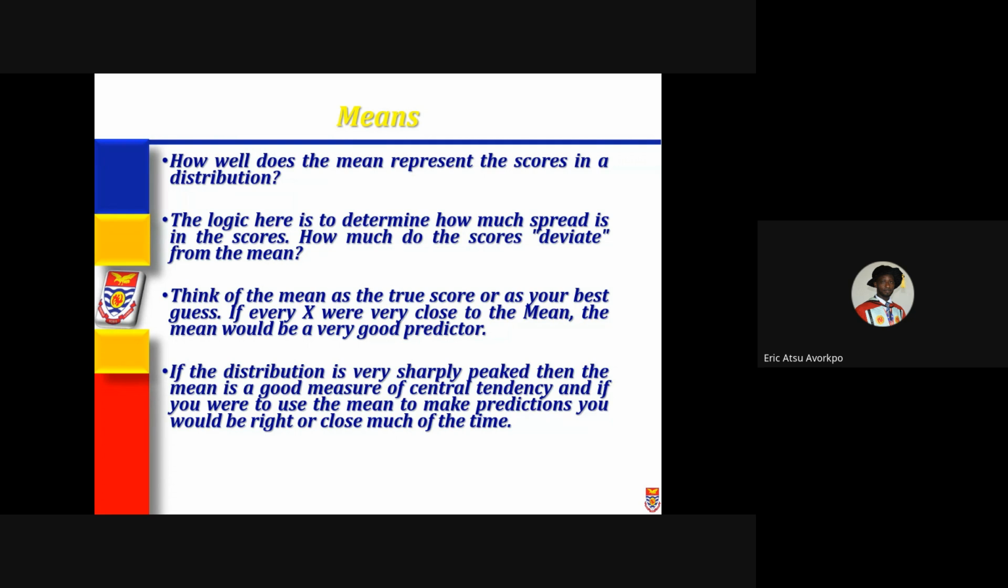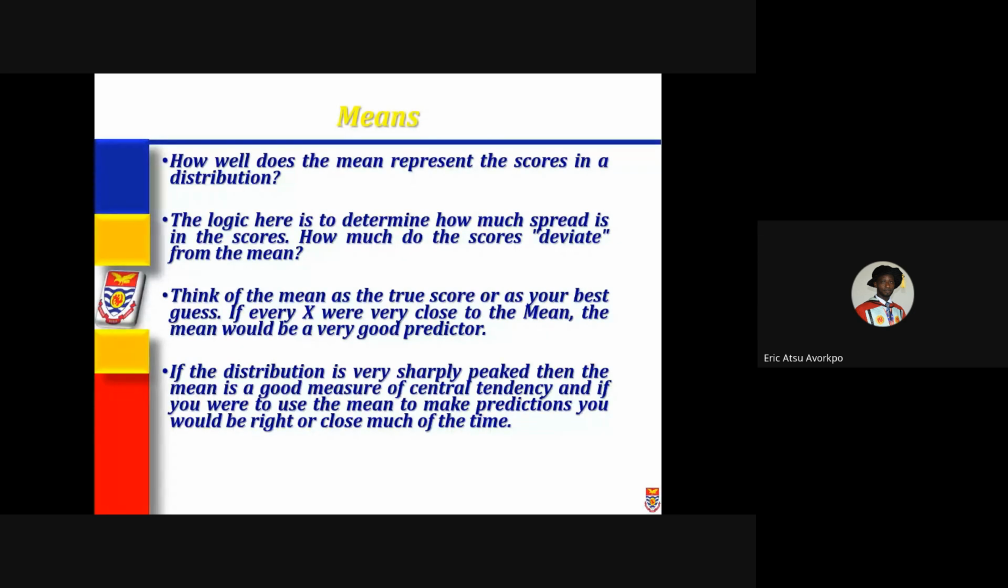Now, we also think of the mean as the true score or as your best guess. If every score were very close to the mean, then the mean would be a very good predictor. But if the distribution is not very sharply peaked, then the mean is still a good measure of central tendency, right? So you can see the differences that we are trying to paint over here. Even though we can say that the mean is a measure of central tendency, you can also use it to make a case for dispersion.